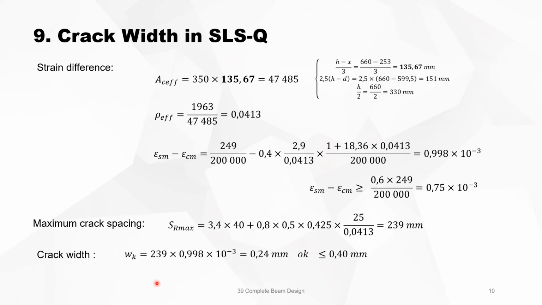The crack width is then Sr,max times the delta epsilon, and gives you 0.2024 millimeters, which is okay because we are here in environmental class XI, which means that we must comply with 0.4 millimeter, which is the case.